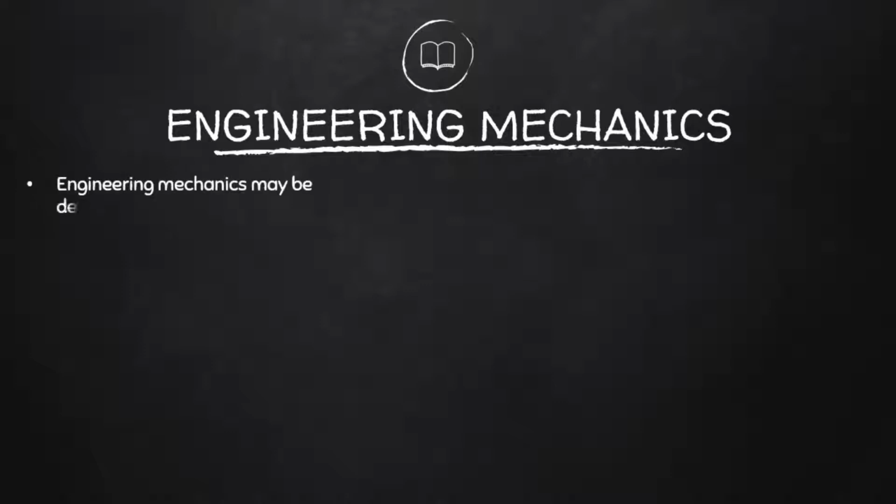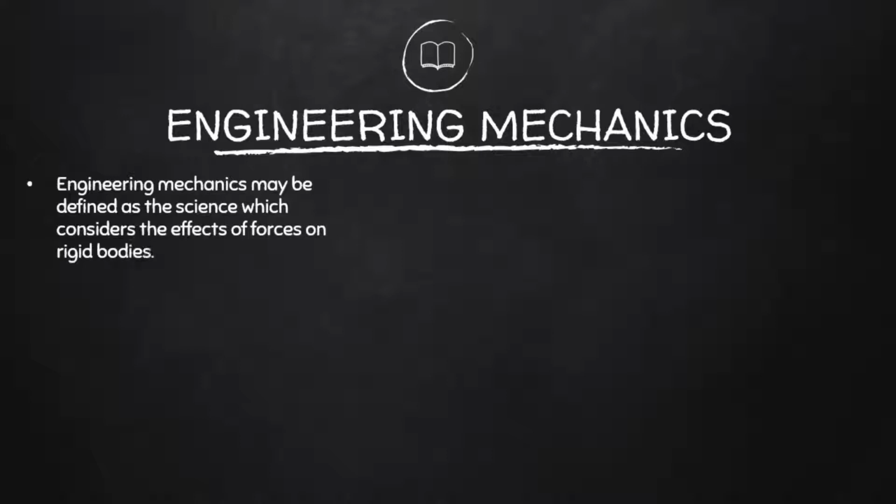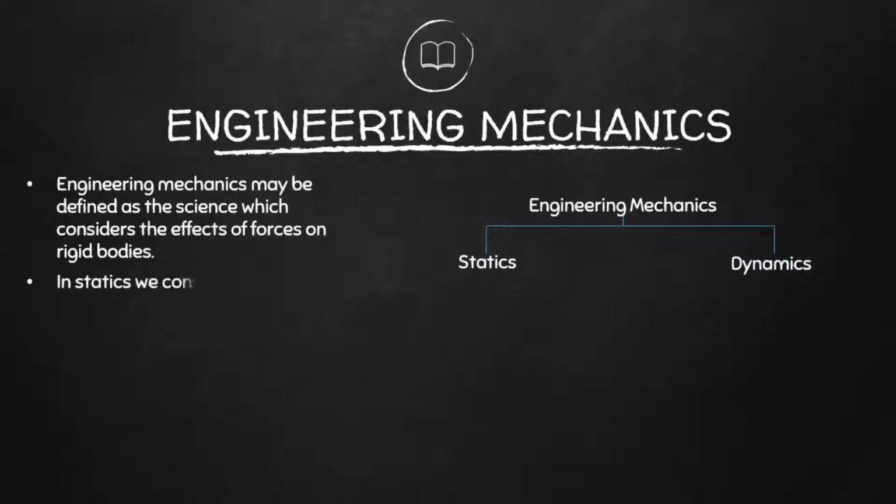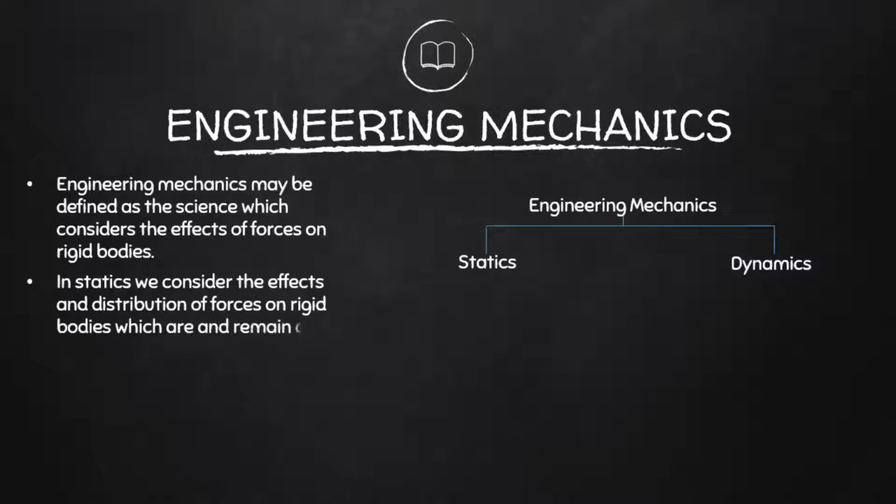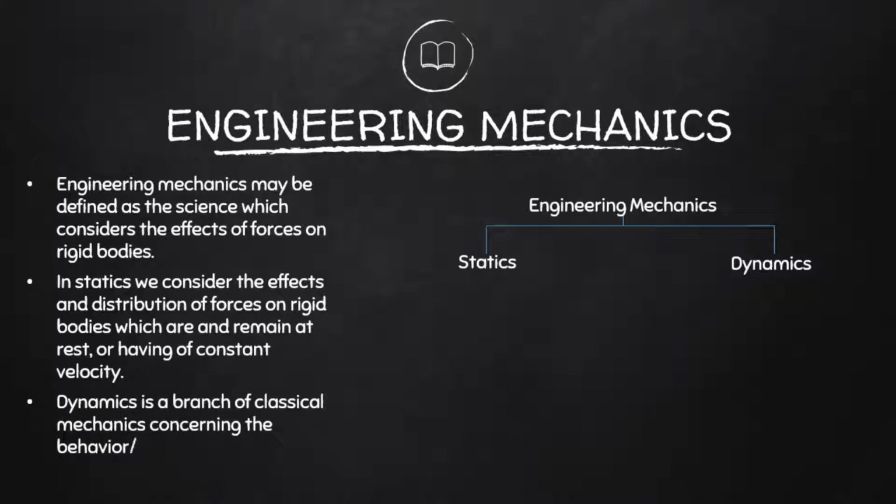Engineering mechanics may be defined as the science which considers the effects of forces on rigid bodies. It is divided into two parts: statics and dynamics. In statics, we consider the effects and distribution of forces on rigid bodies which are and remain at rest or having constant velocity. On the other hand, dynamics is a branch of classical mechanics concerning the behavior and motion of objects when acted upon by certain forces.